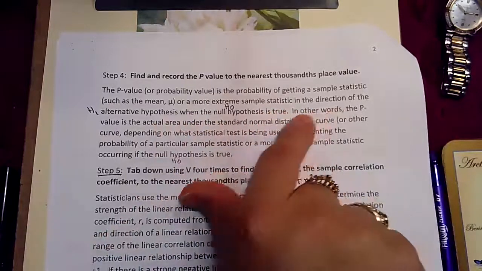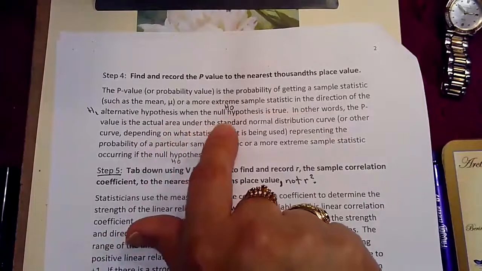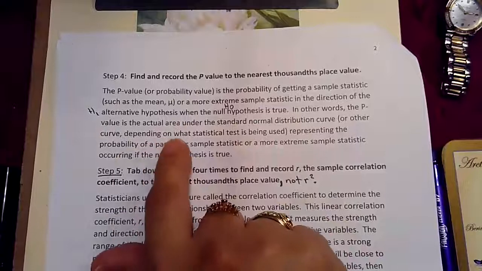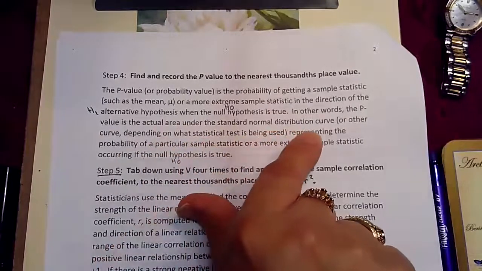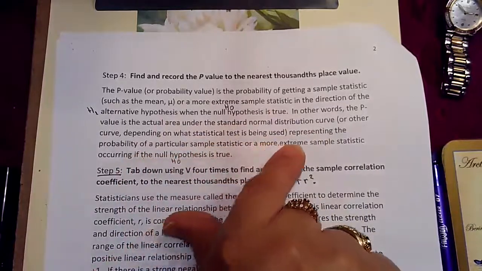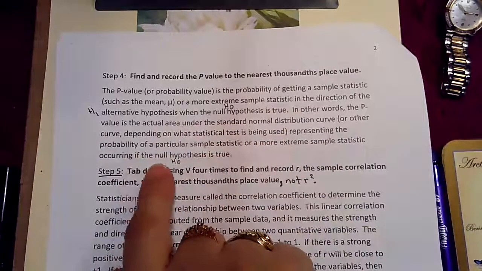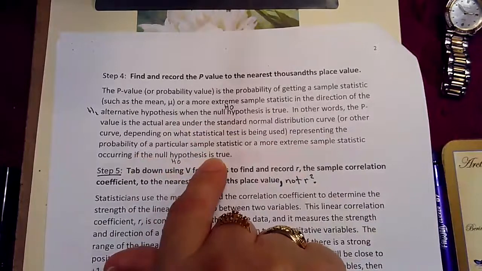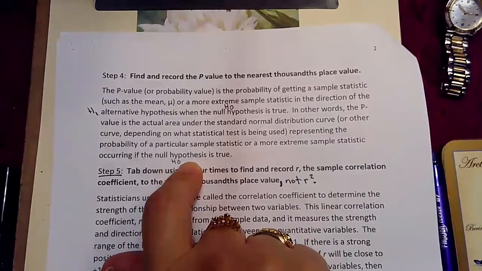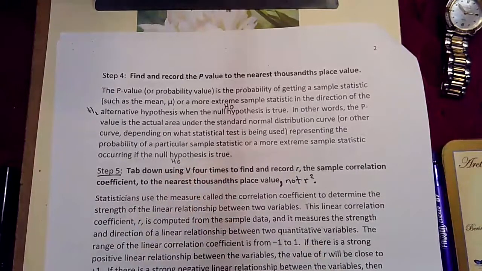In other words, the p-value is the actual area under the standard normal distribution curve or other curves, depending on what statistical test is being used, representing the probability of a particular sample statistic or a more extreme sample statistic occurring if the null hypothesis is true. Okay. So I just wanted to mention that because I hadn't read that out loud.